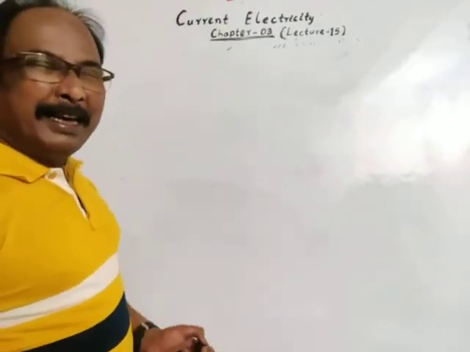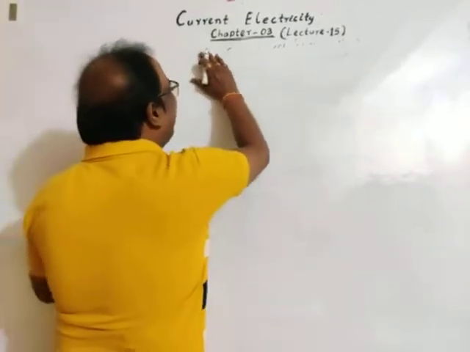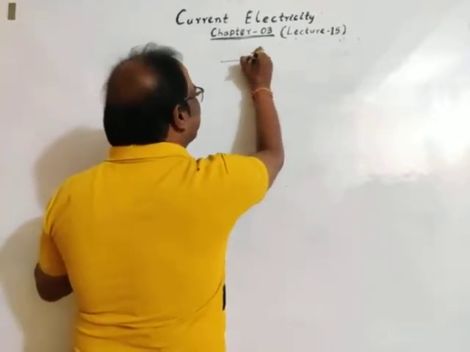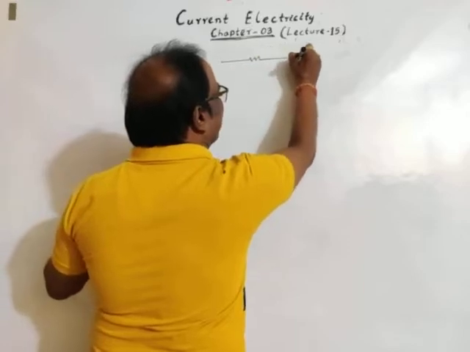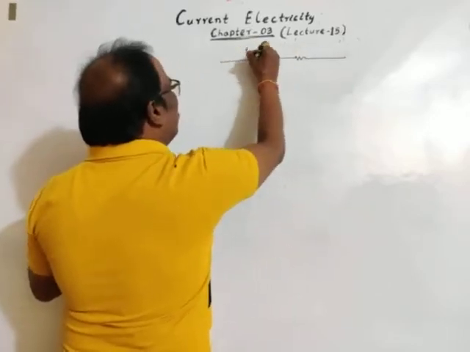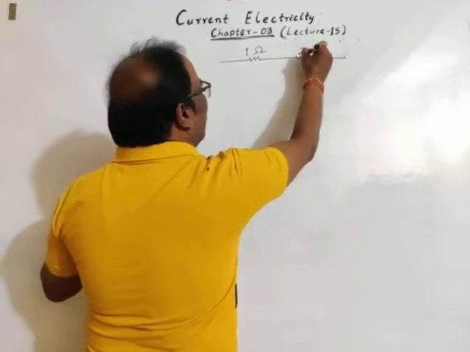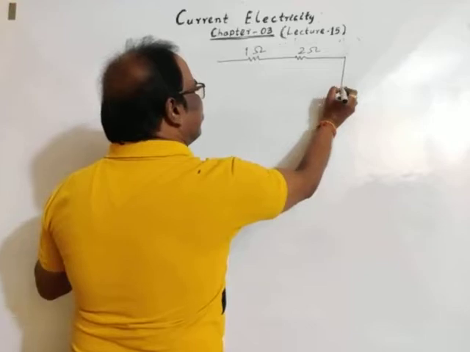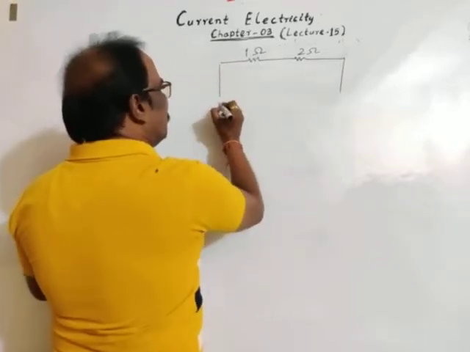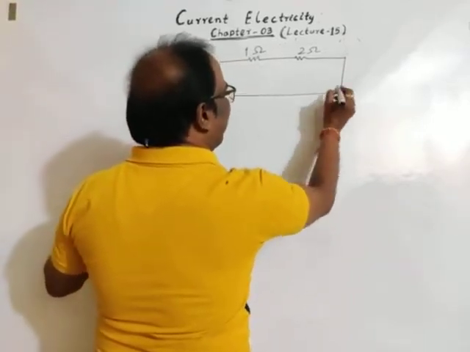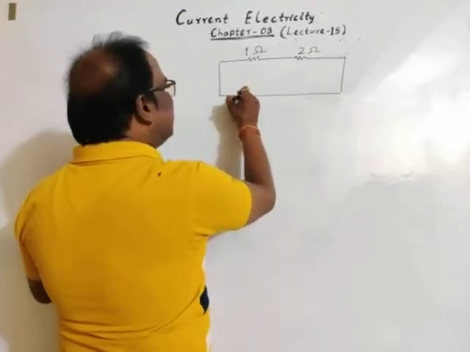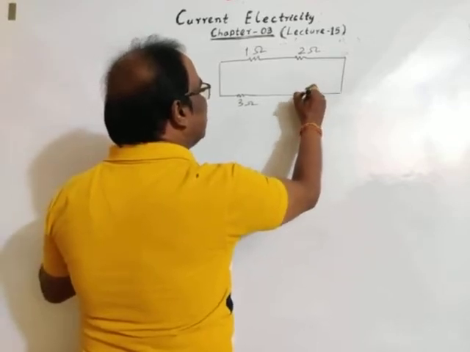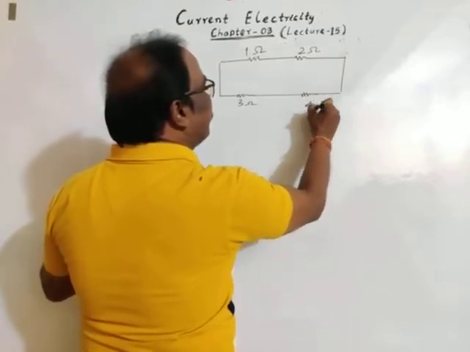Number one, very simple numerical. Okay. Suppose this is a circuit. This is 1 ohm. This is 2 ohm. I am taking them arbitrarily anywhere. Let's take here a resistance. This is 3 ohm. Let's take here another resistance. This is like 4 ohm.